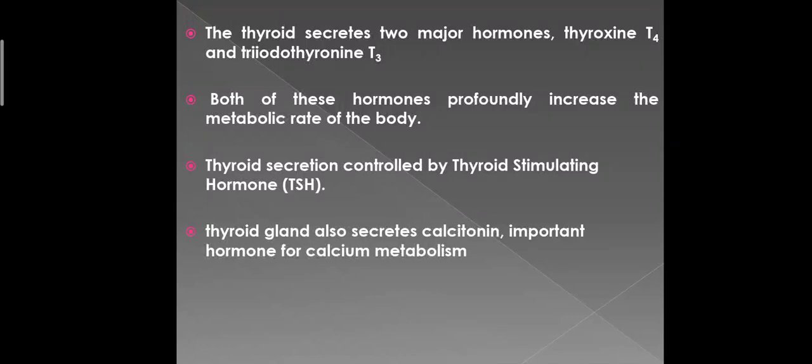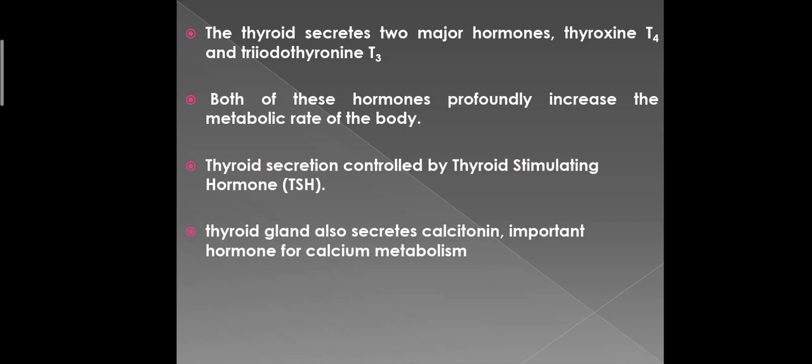The thyroid gland secretes two major metabolic hormones. One is thyroxine, which is known as T4, and the other is triiodothyronine, which is T3. Both of these hormones have a profound effect in increasing the metabolic rate of the body. If there is a complete lack of thyroid hormone secretion, the BMR falls to almost 40 to 50% below normal.